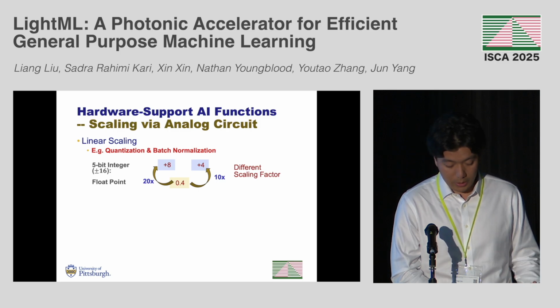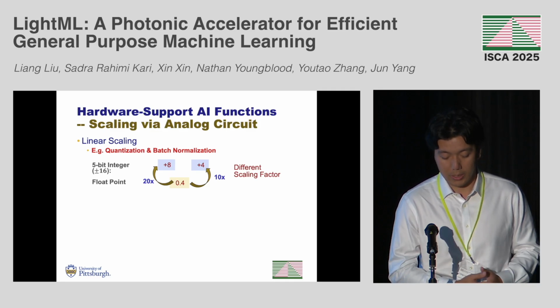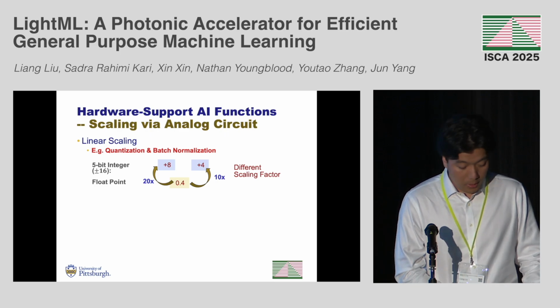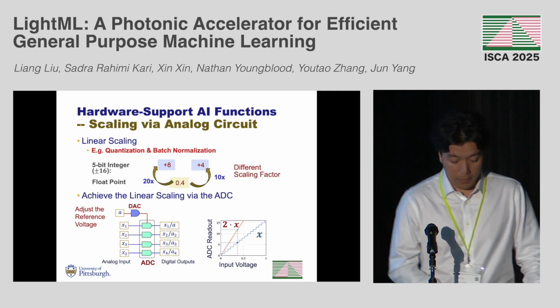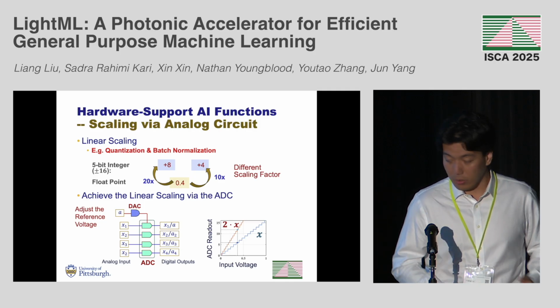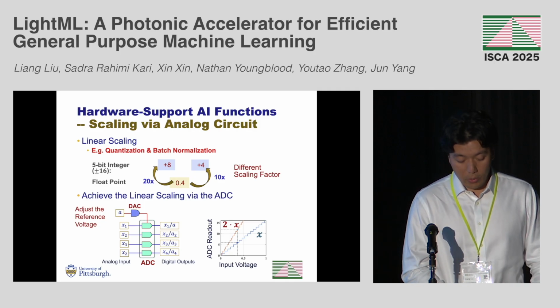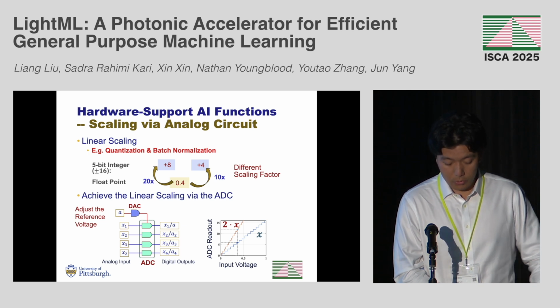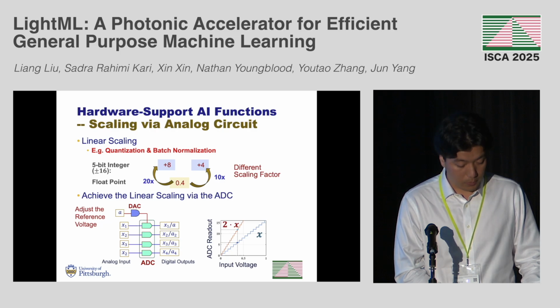And according to different scaling factors, in the different matrices or different layers in the AI model, there will be a different scaling factor, which might require very frequent scaling operations. In our proposal, we apply this scaling by utilizing the analog-to-digital converters, the ADCs. When reading the analog voltage from the ADC, we can tune the reference voltage to scale those digital outputs.